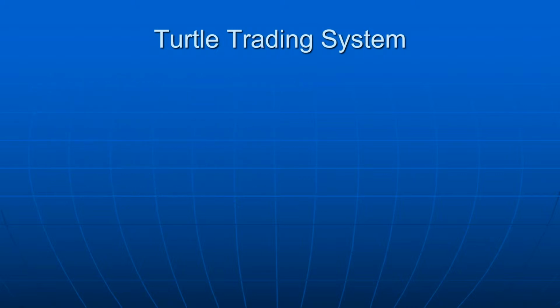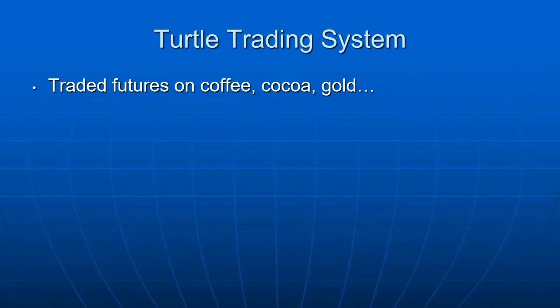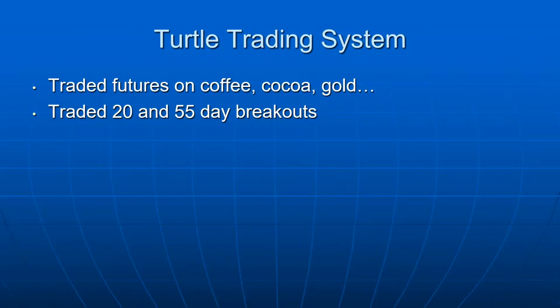Now, for the markets that they could trade, they did have some options here. Since the original 2 traders, Richard and Bill, were both futures traders, they set up this system to be traded on coffee, cocoa, gold, treasuries, silver, and the turtles had their choice of what they wanted to trade. The other thing they had a choice on was the system. They were given 2 choices: one was a 20-day and the other one was a 55-day breakout.